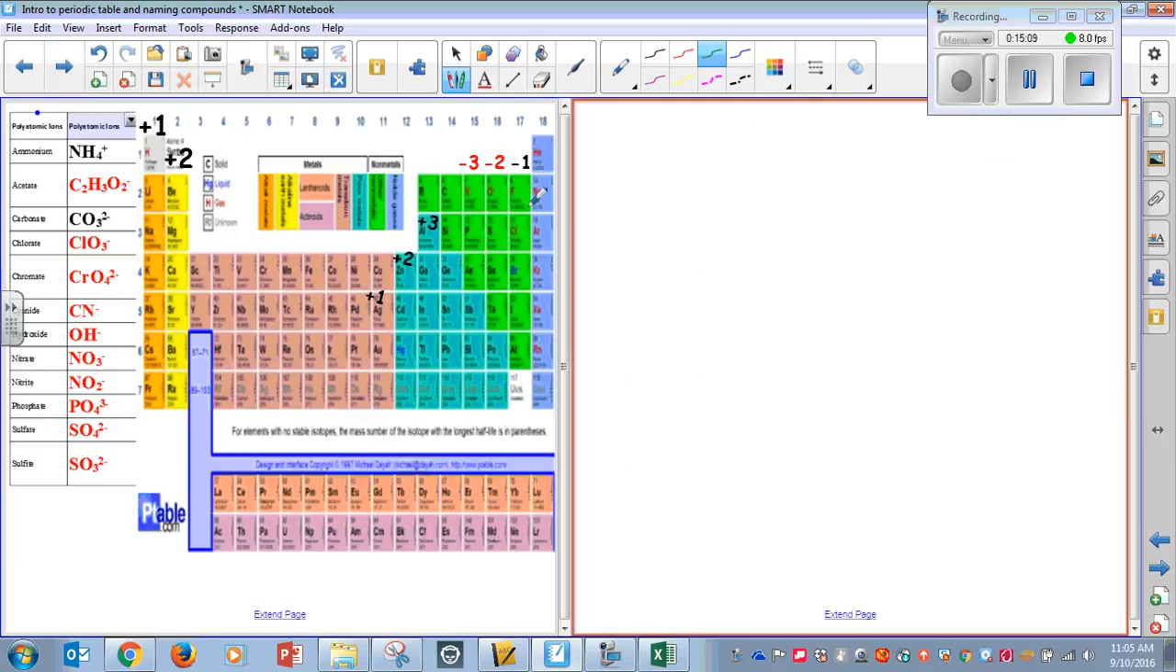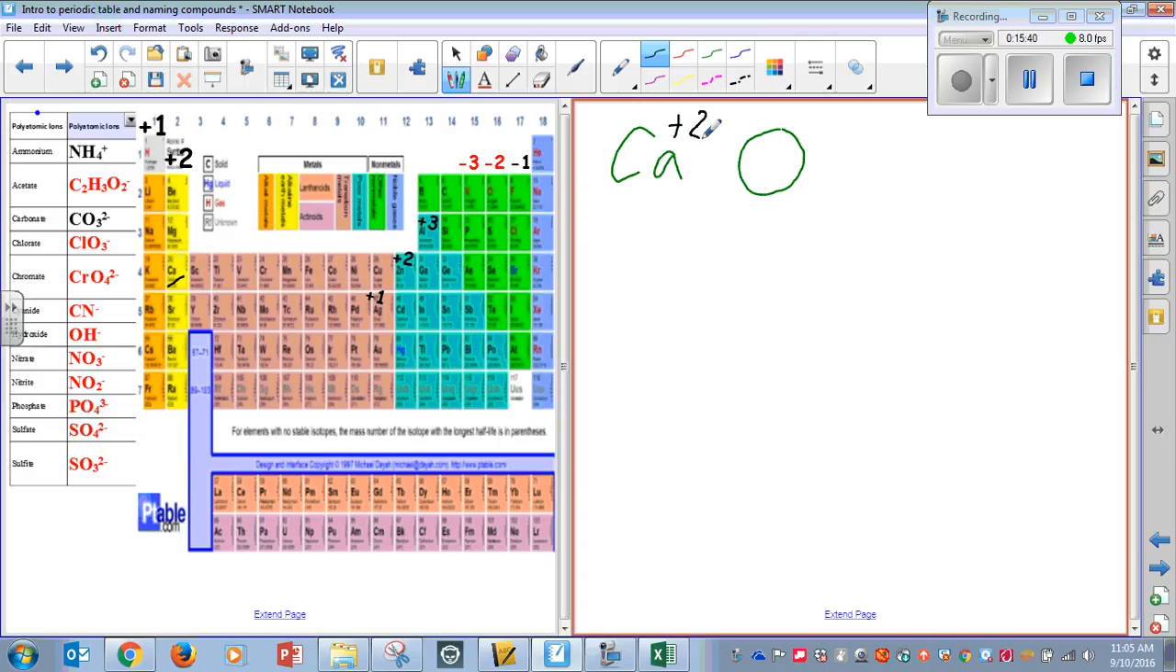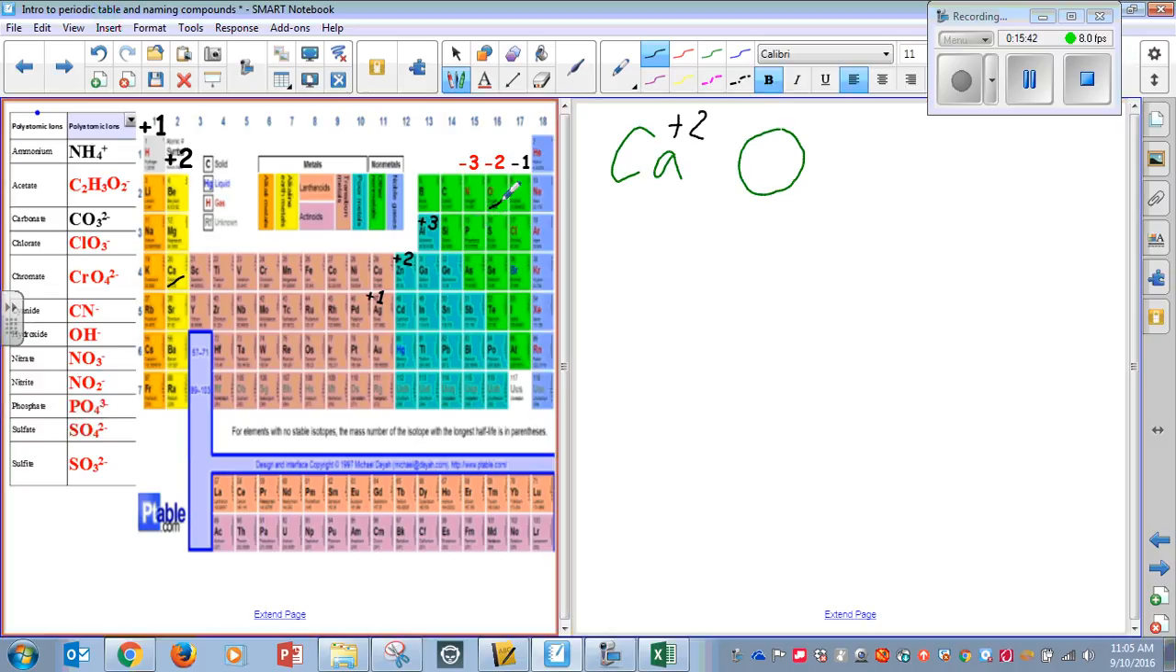So let's look at how we could put these two elements together. How we could put opposite charges together and then make a compound. Let's say I wanted to make a compound between calcium and oxygen. Calcium, we find it here in group 2. So it has a +2 charge. Oxygen, we find it over here in group 16. It has a -2 charge.